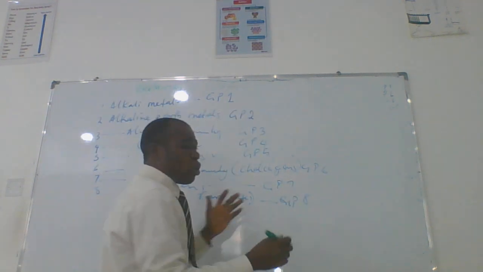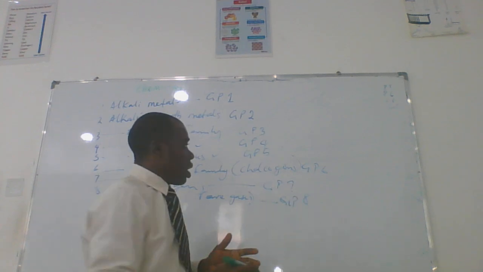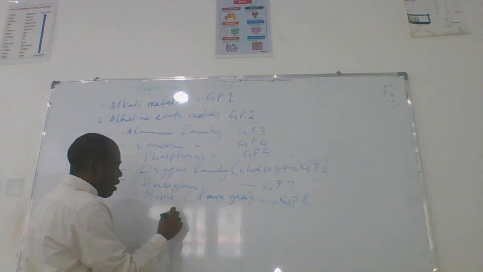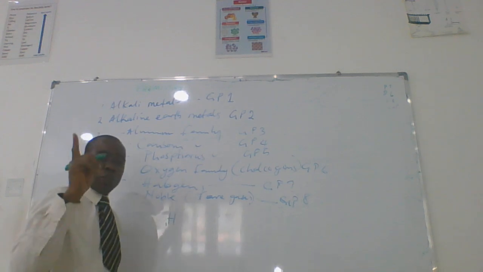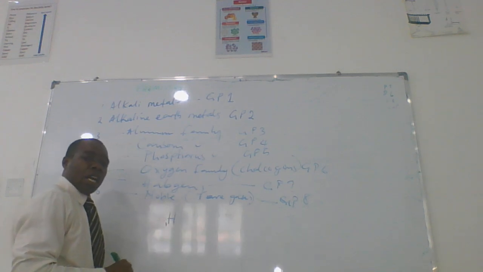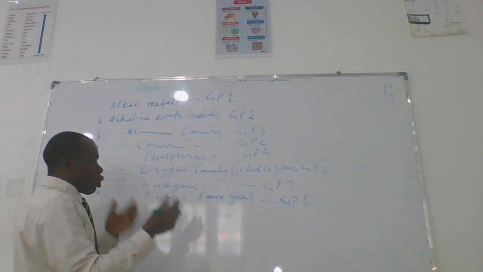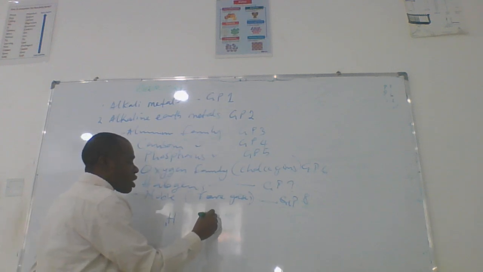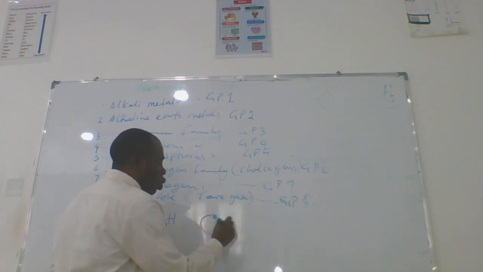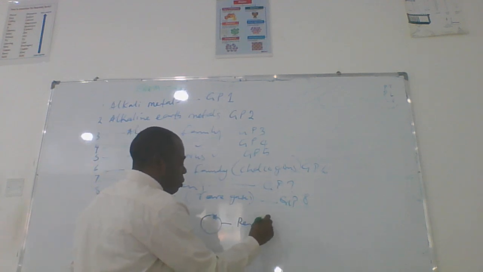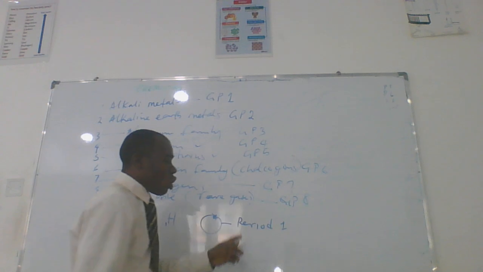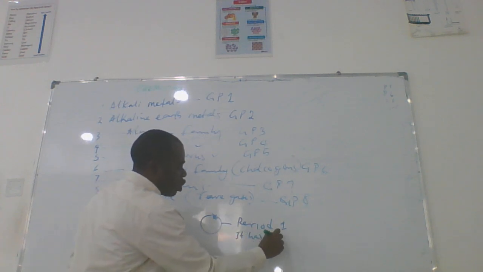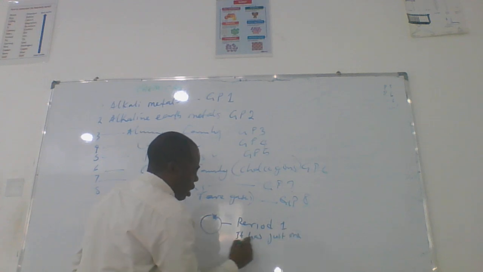Electron shell, let me use the dot and cross diagram for the electron shell. Now, hydrogen has just one proton, and the nucleus of hydrogen has just one proton. So that means I'm going to just draw one shell. Because hydrogen has just one shell, it belongs to what? To period 1. Period 1. Because it has just one electron shell.